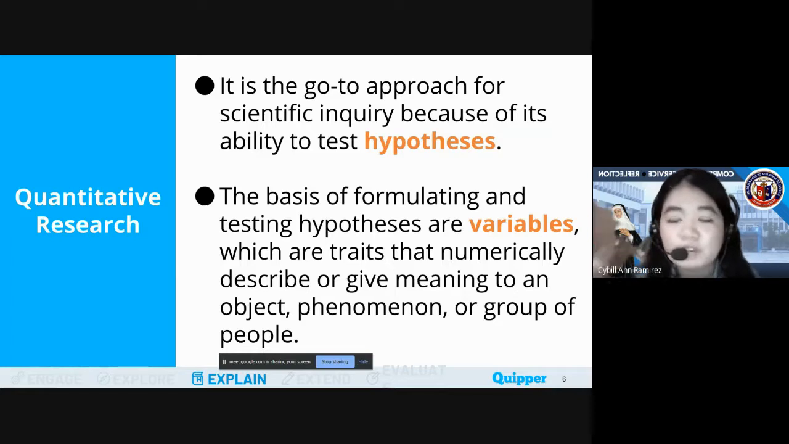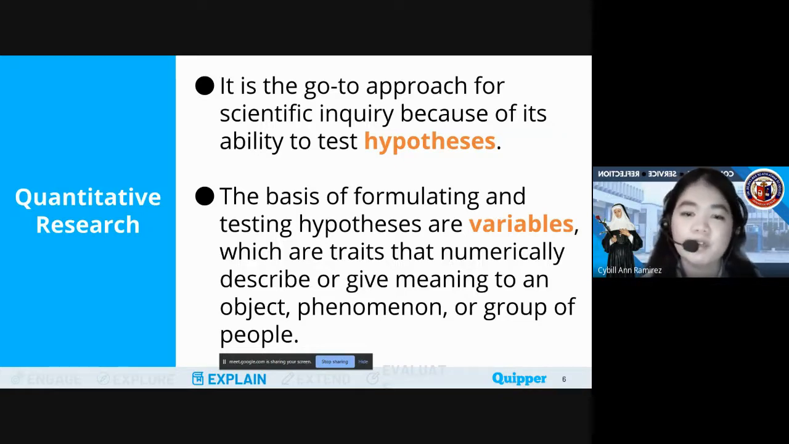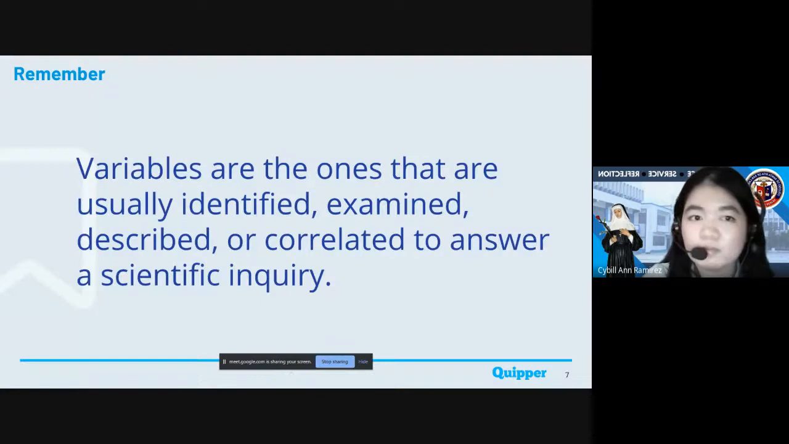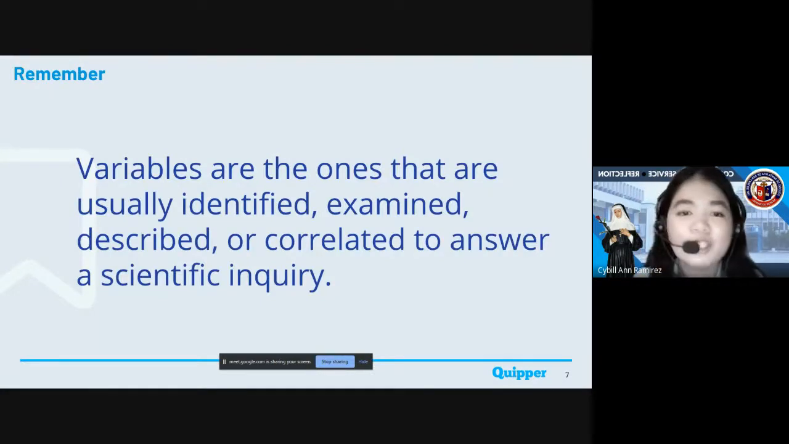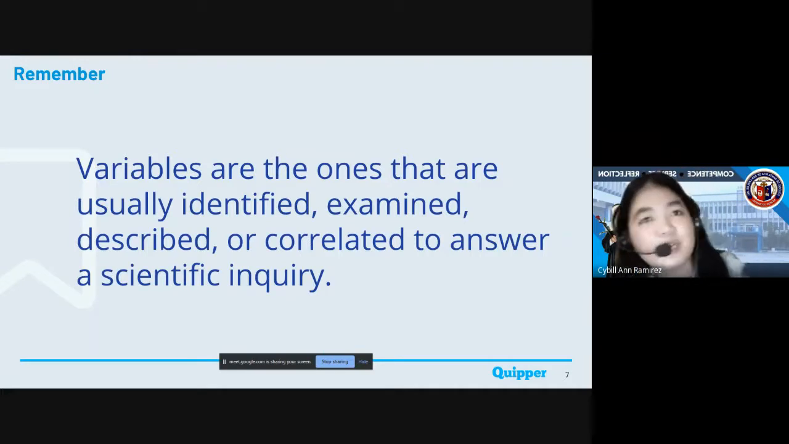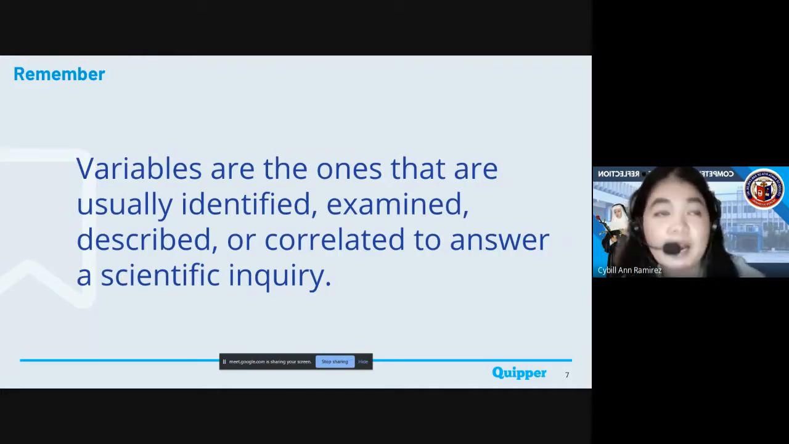So, the variables are the traits that you measure, describe, or give meaning to an object, phenomenon, or group of people. So variables are the ones that are usually identified. It is what you identify in your research topic, what you examine, describe, or even correlate to answer a specific scientific inquiry.